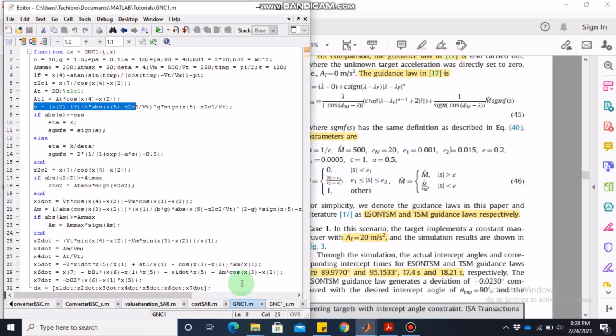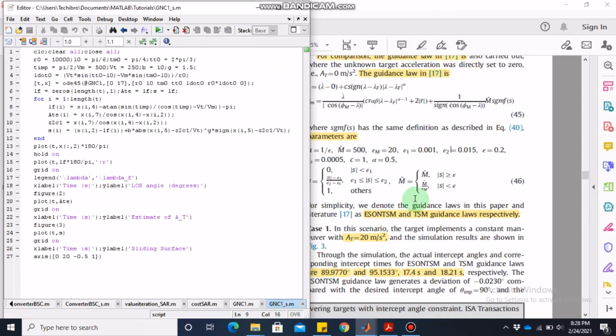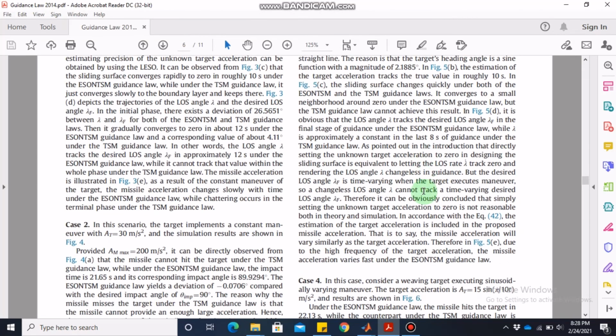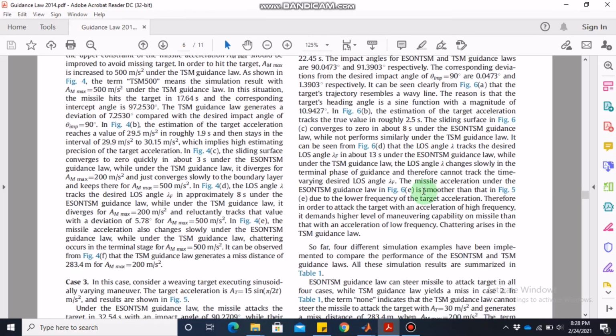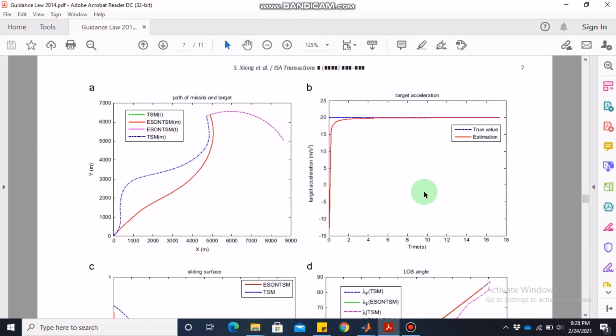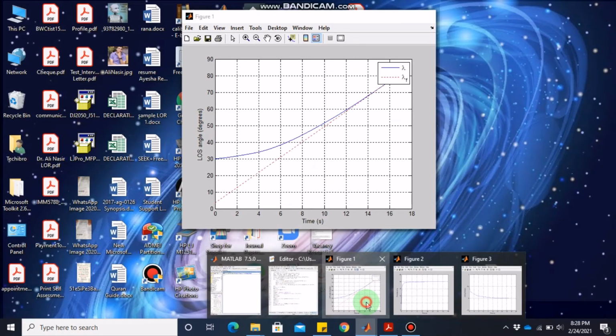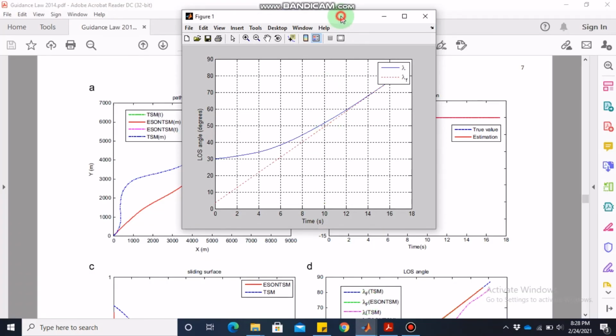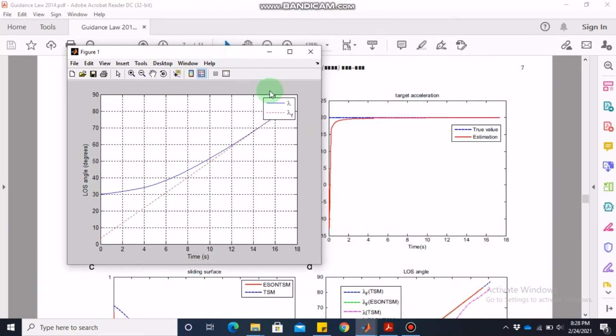If you look here, I have defined at to be equal to 20. Once I have run this file, I will compare the plots with the plots of case 1 in the paper. So these are the plots of case 1. This is the comparison between lambda and lambda f. You can see here that this lambda is approaching lambda f.